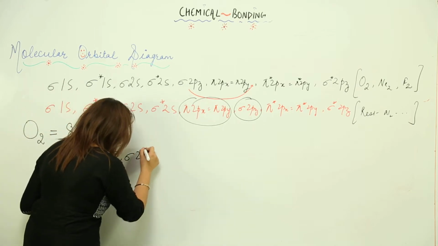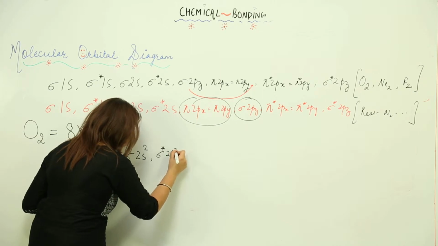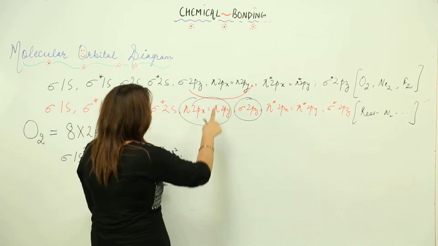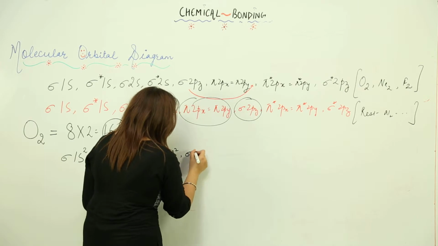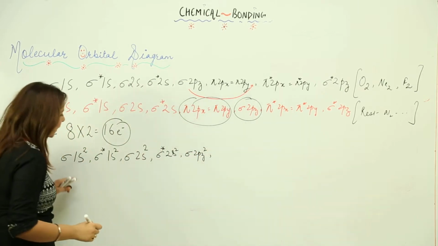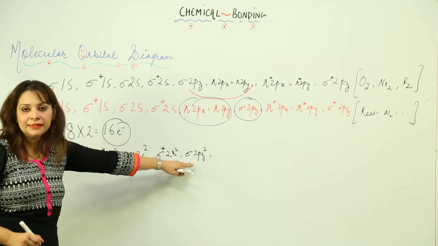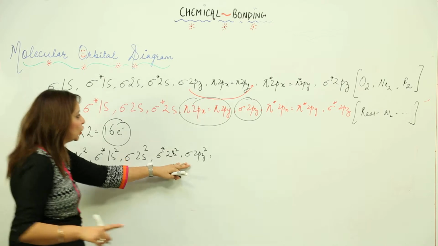Again 2s, sigma 2s square, sigma star 2s square. Now in oxygen we are following this rule, right. So that means sigma 2pz will come before. Now how many electrons are already filled? We'll count: 2, 4, 6, 8 and 10. We are still left with 6 electrons.